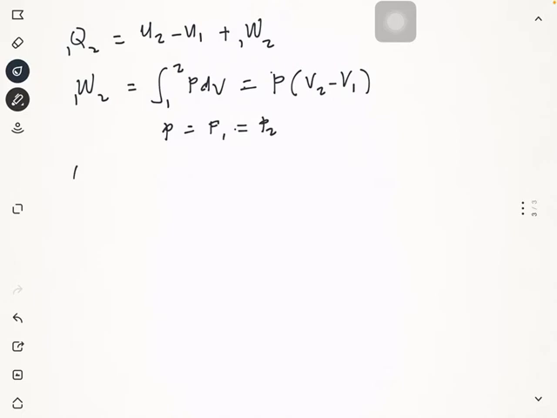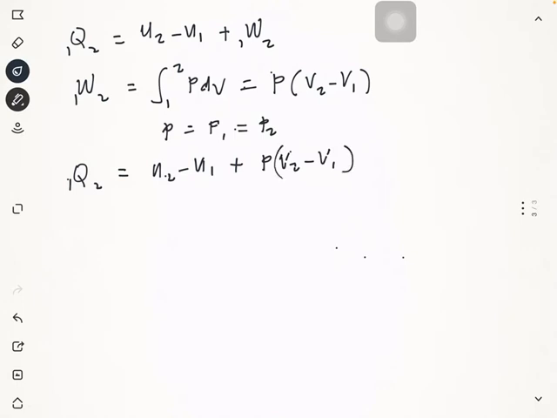Okay, so we have this Q. As we substitute this one, this is U2 minus U1, this is the work 1 to 2, plus P(V2 minus V1).